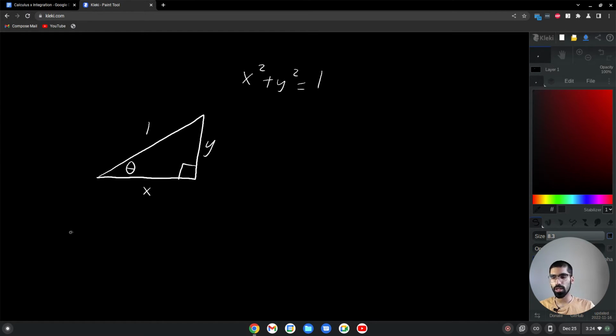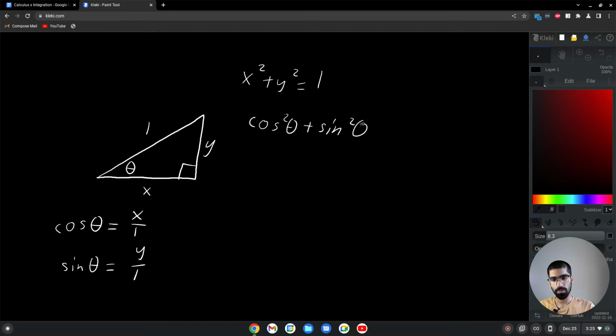And what are x and y? Well, if we do cos theta, it's equal to x over 1. If we do sine theta, it's equal to y over 1. And so x is equal to cos theta, y is equal to sine theta. So we have cos squared theta plus sine squared theta equal to 1. Cool.